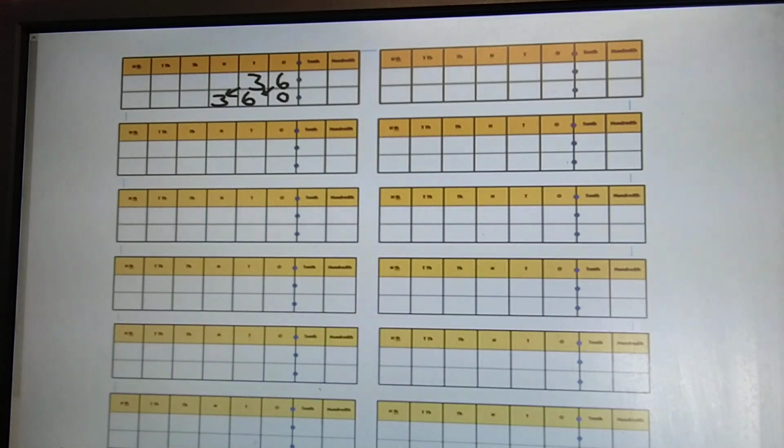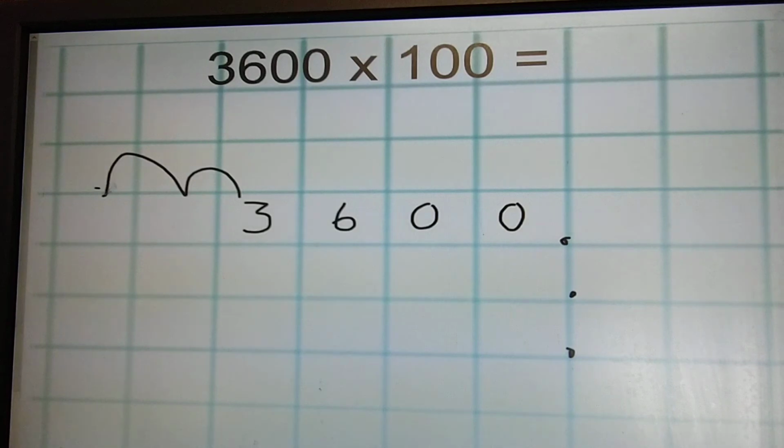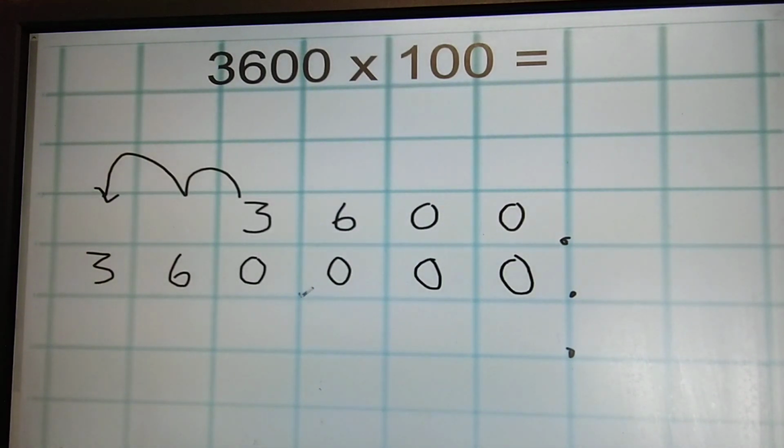If you can't print that out and you have access to squared paper, remember we have done this in school before, where you can just use the squares as a guide. So we've got 3,600 here. We're going to be multiplying it by 100. Put on your decimal point to keep you in the right place, and then you can move the digits 2 places to the left. I know some people like to hop like that, or you can draw the arrows that we've been doing, but move the digits 2 places to the left for this calculation. Remember to fill in the zeros at the end there, and you can see our answer to this question is 360,000.